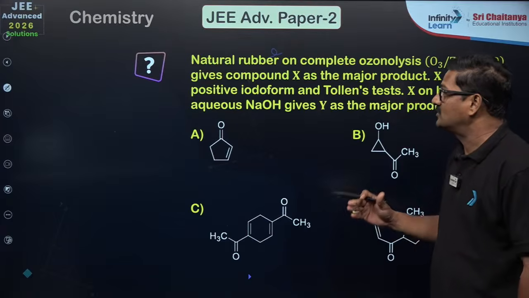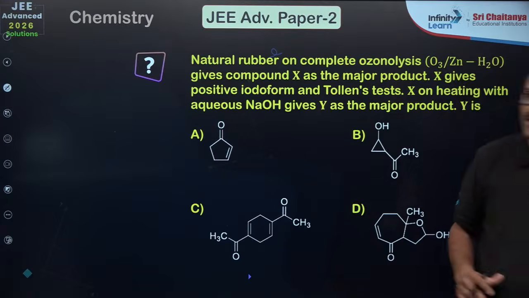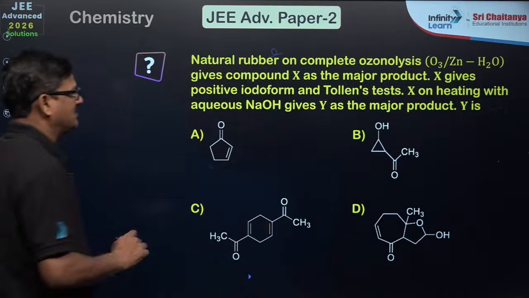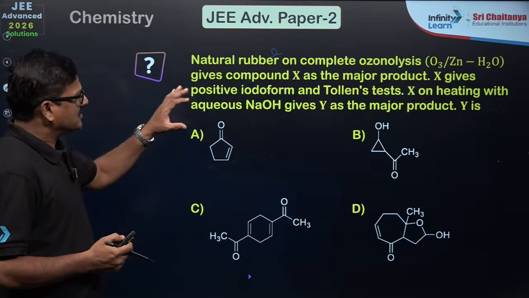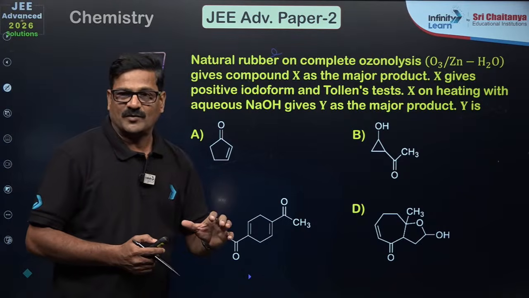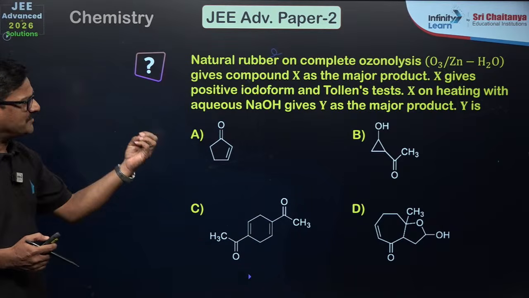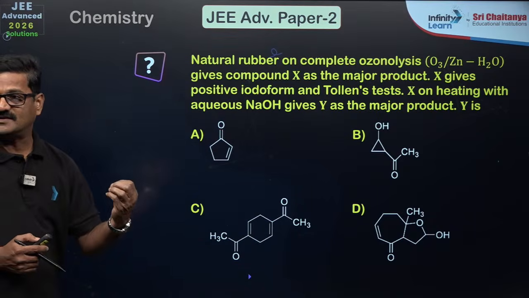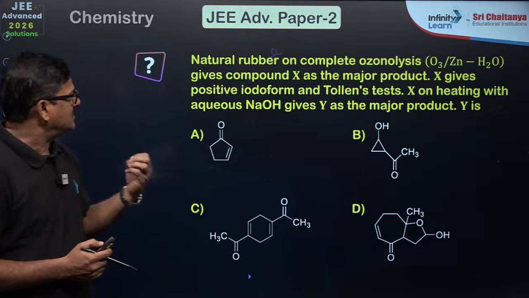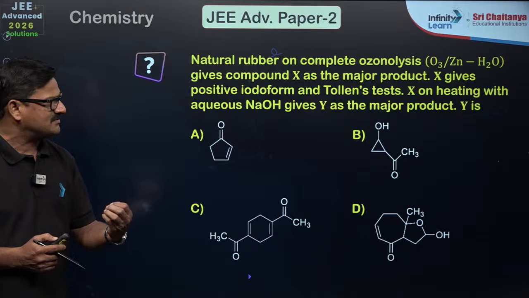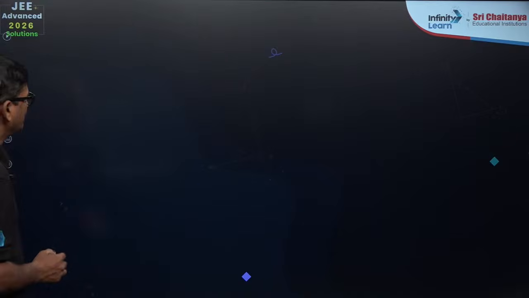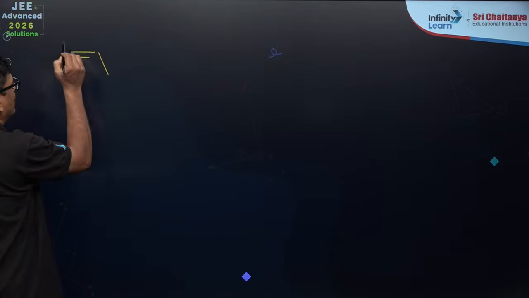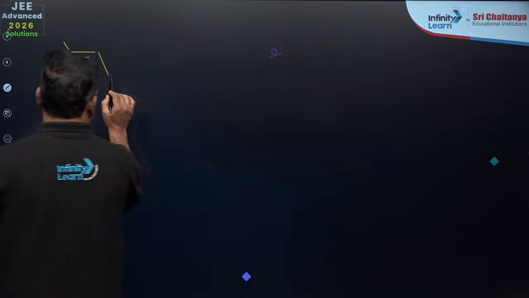And let us talk about A, natural rubber. What is a natural rubber? Polyisoprene is a natural rubber. On complete ozonolysis, it gives a compound X as a major product, and X gives a positive iodoform test and Tollens test as well, that is the given data. And X on heating with aqueous sodium hydroxide gives Y as a major product, and Y is what? So let's see what polyisoprene is. So this is your isoprene. So let's talk about what polyisoprene means.